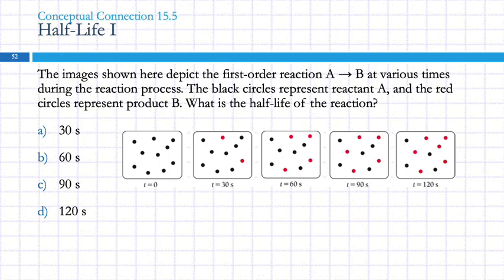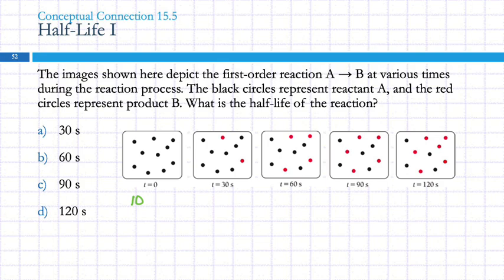So the images here depict the first order reaction A going to B at various times during the reaction process. The black circles represent the reactant A and the red circles represent the product B. What's the half-life of the reaction? Well, here we have time 0. And so we can count how many dots are in the box, right? 1, 2, 3, 4, 5, 6, 7, 8, 9, 10. So there's 10 particles per box.